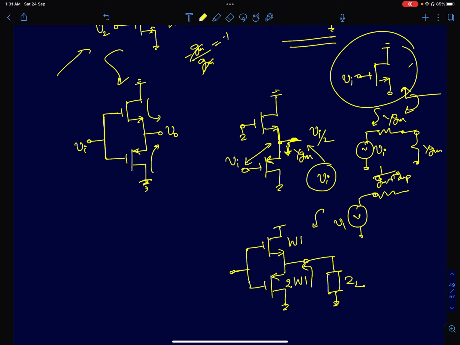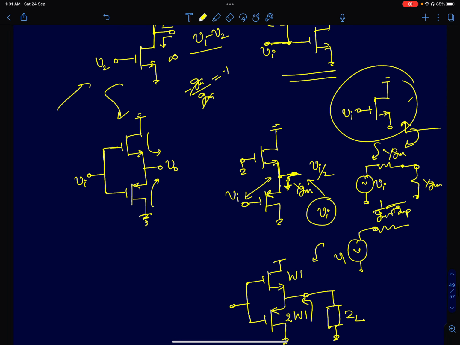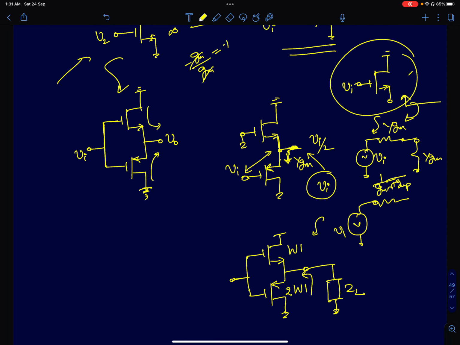And since I said W1 is infinity, so 1 by GMN plus GMP will be 0. So this behaves like an ideal voltage buffer. So it transfers the same voltage with 0 impedance. Okay, so that's the purpose.